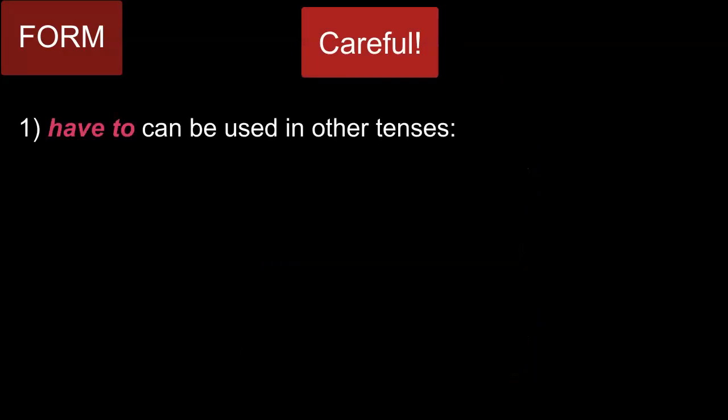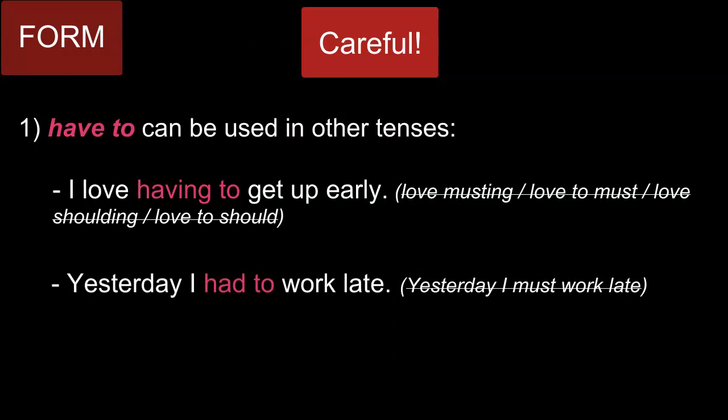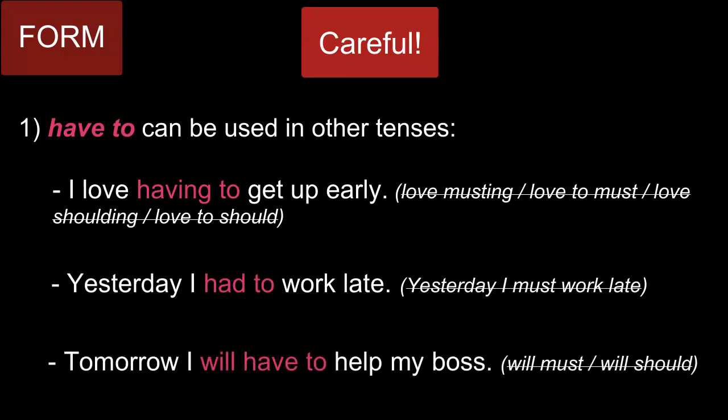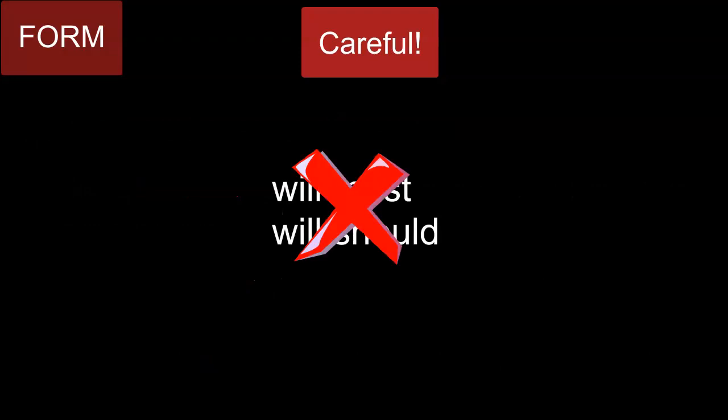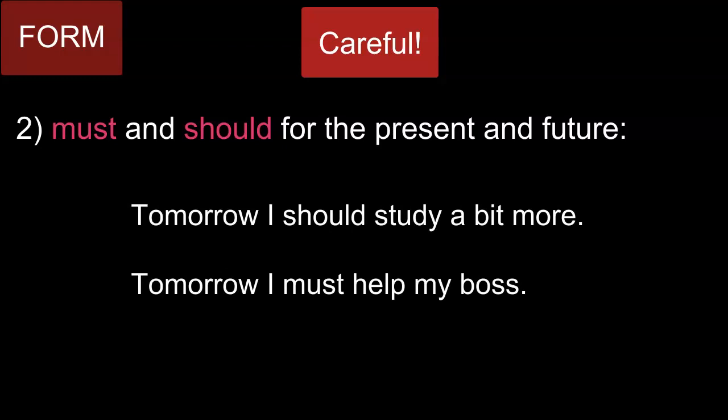First, have to is the only one which can be used in other tenses. I love having to get up early. Yesterday I had to work late. Tomorrow I will have to help my boss. Second, although we cannot say will must and will should, we can use must and should to talk about the future. Tomorrow I should study a bit more. Tomorrow I must help my boss.